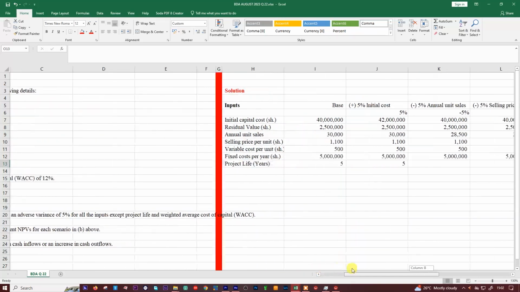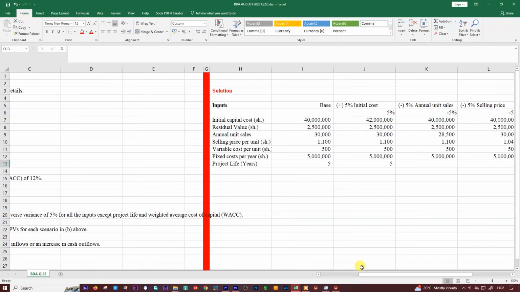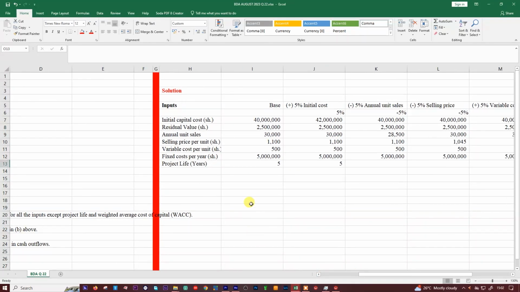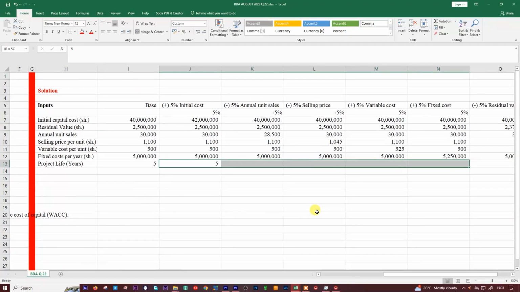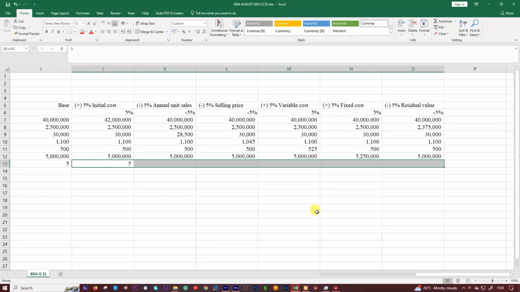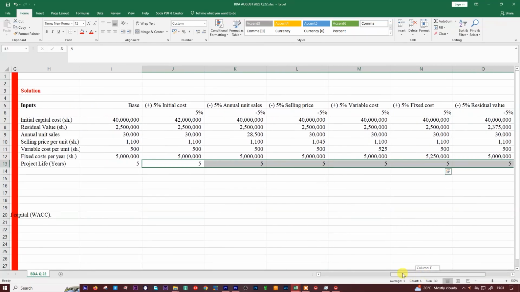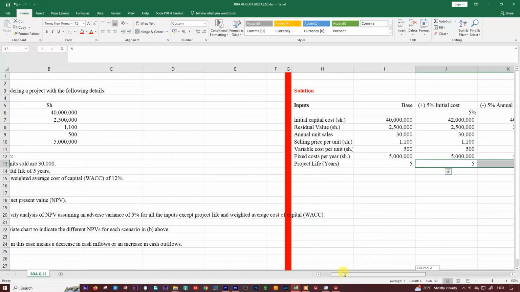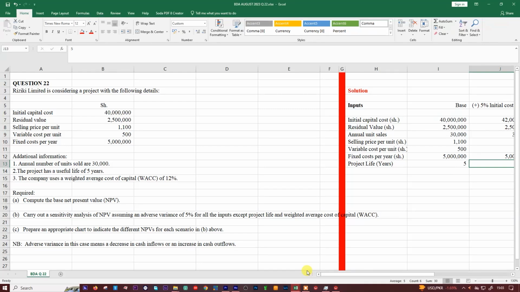How about the project years? The project years remain the same. We've been told it's 5 years, so it goes without saying that it's going to remain 5 years. Just leave it like that. And with that, now those are the inputs that we've worked out. We now want to proceed to work out the solution.